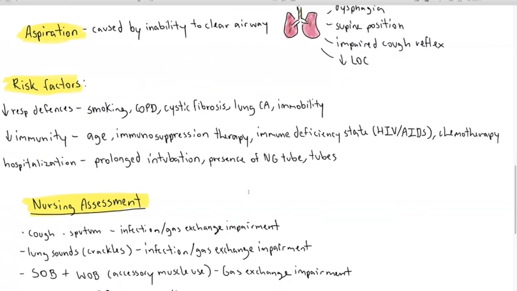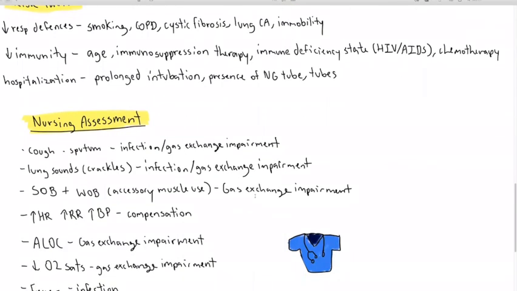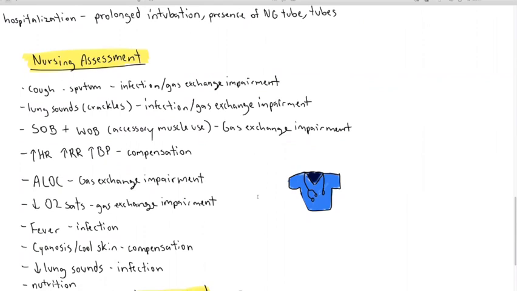Some nursing assessments for us to do include conducting a thorough respiratory assessment. That would include obtaining a history, such as smoking or other illnesses. We would assess for a cough: is it productive or non-productive? Are they producing sputum? That could indicate infection or gas exchange impairment. Then we would auscultate the lungs. We might hear crackles because of all that fluid in the alveoli, which indicates infection or gas exchange impairment. The person might be short of breath and using their accessory muscles, which is a gas exchange impairment.